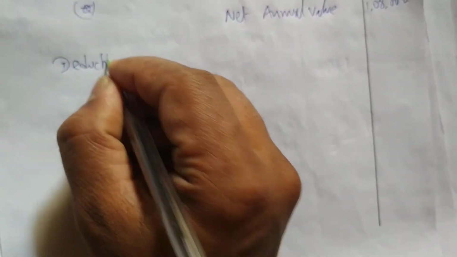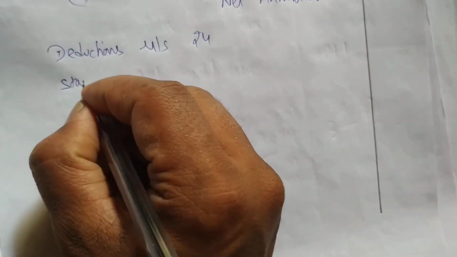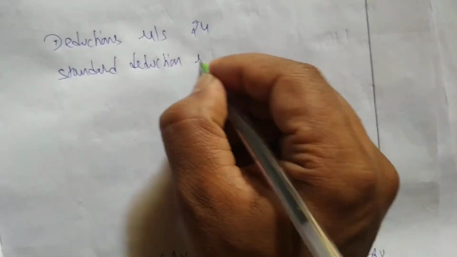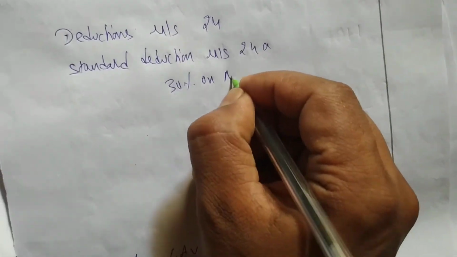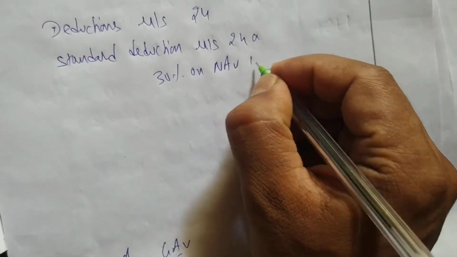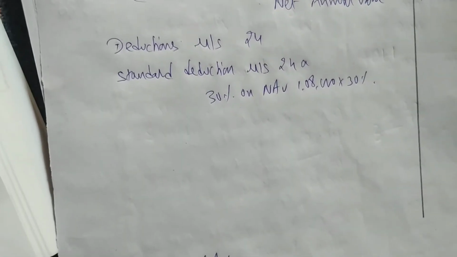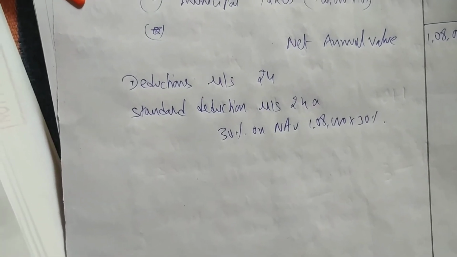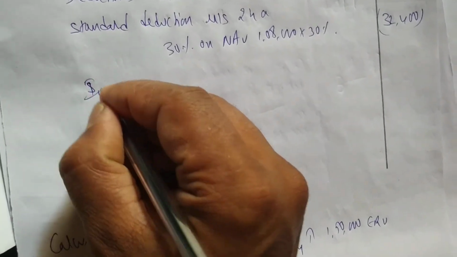Deductions under section 24. First is standard deduction. Under section 24A, 30% on NAV. How much is NAV? 1,08,000 into 30%. So 1,08,000 into 30%, we get 32,400 as standard deduction. Next, interest on loan.